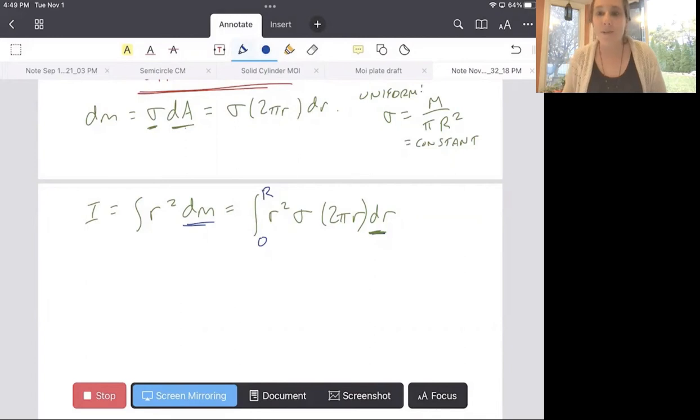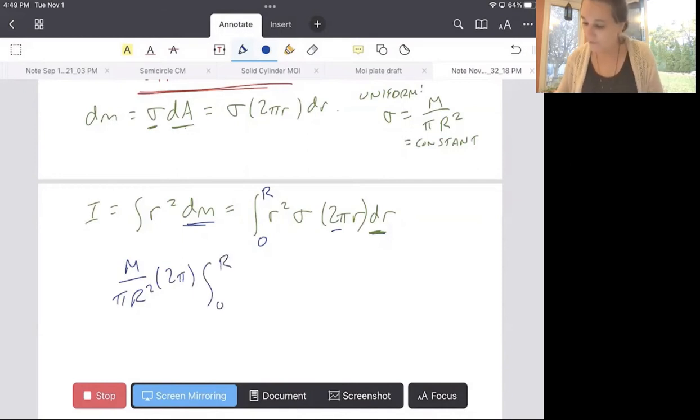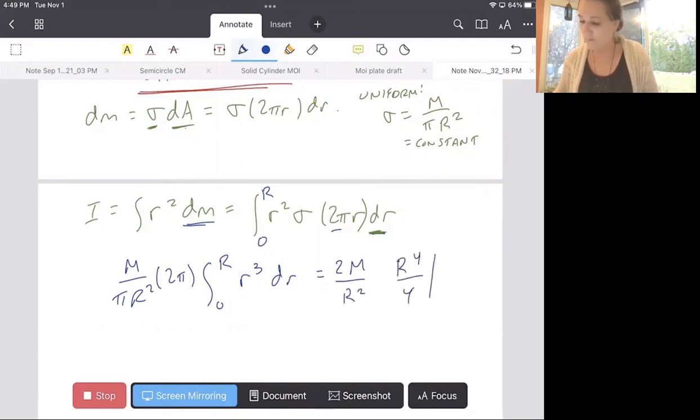So if I execute this integral now, I can then find my moment of inertia around the center axis for this flat disk. So I can pull out my constants. So I had my sigma, which is a constant, m over pi R squared, and I'll pull out that 2 pi as well from that 2 pi r. And then I have the integral from 0 to R of r cubed dr, which is just 2m over capital R squared times r to the 4th over 4.